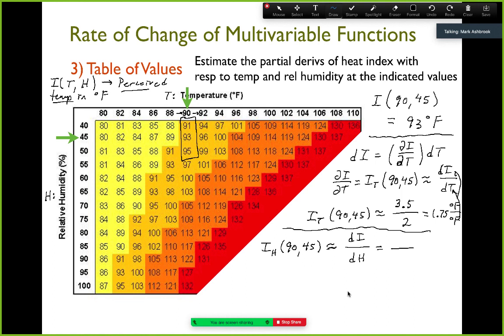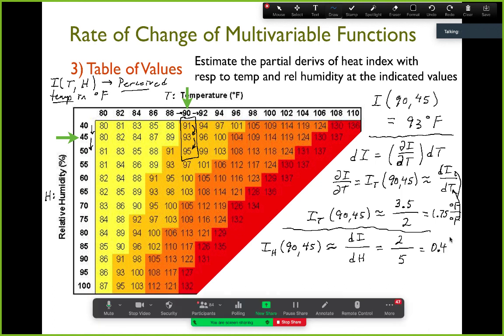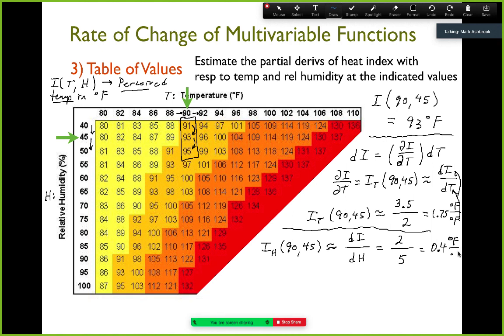And then what? So what changes in humidity are we kind of locked into here? 5, right? So we see in the table, we can only estimate based on changes of 5. And how much change do we see here? Plus 2. Plus 2 again. So how has the index changed? It's increasing by 2 degrees Fahrenheit for every 5%. So I think that's 0.4 degrees Fahrenheit per percent.